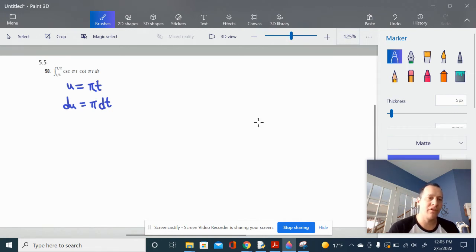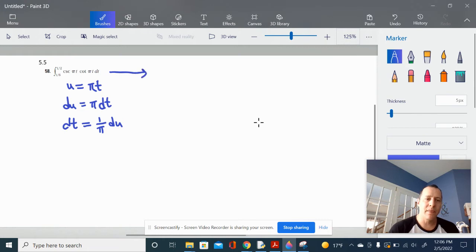So there are two ways to do it. One is to just put a pi in there, and then since you're multiplying by pi, also multiply by 1 over pi on the outside. That's how I normally like to do it. The other way, which I'll show this time, is to solve for dt. To do that, you just divide both sides of this equation by pi. I like to write it this way, 1 over pi du. So you can do it this way too.